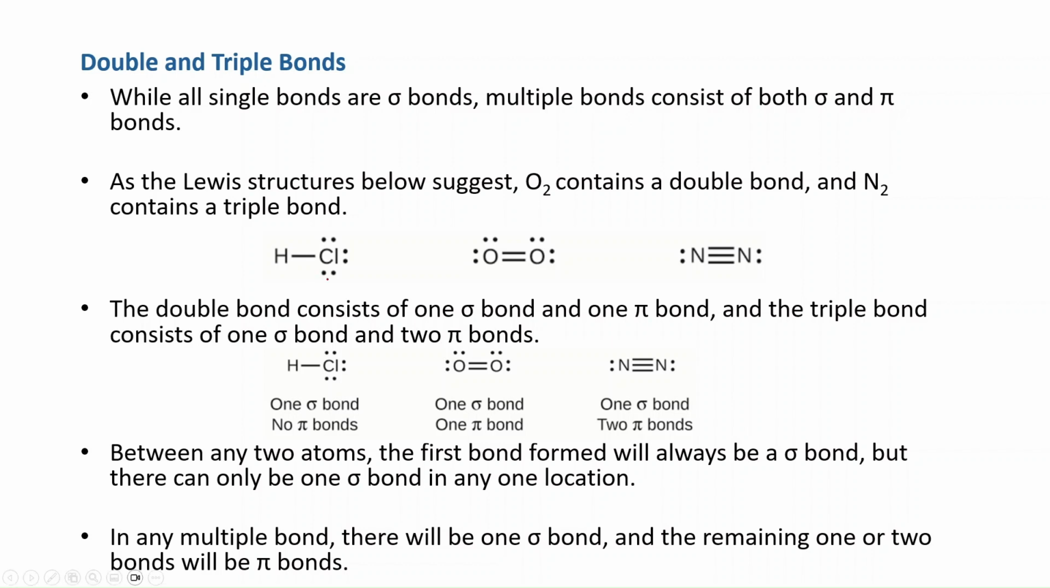So we have three molecules in here. Hydrogen chloride has a single bond, oxygen has a double, nitrogen has a triple. So a single bond means one sigma bond and no pi. If you have a double bond, you always have one sigma, so there's only one left, so you have one pi. Triple bond, you always have one sigma, so if you have three bonds, you have to have two pi's. This is pretty much just repeating the same thing.